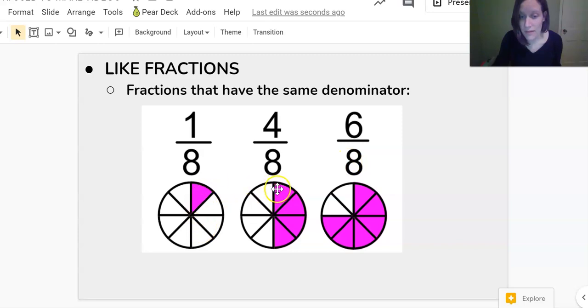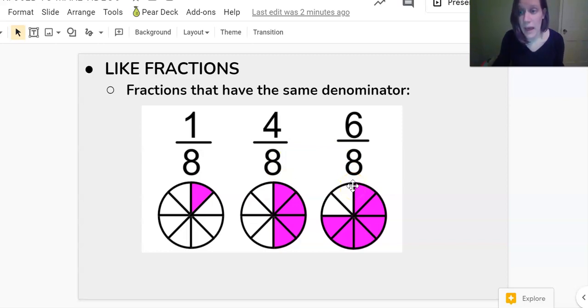So you can see the sizes between the 3 different pies are the same. The only difference is how many pieces we have. So in 1/8, I have 1 piece of pie, 1 out of 8 pieces. With 4/8, I have 4 out of 8 pieces. And with 6/8, we have 6 out of 8 pieces. But because all of these have a denominator of 8, it means the pieces are the same size.